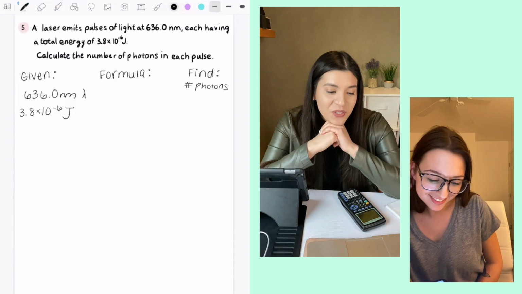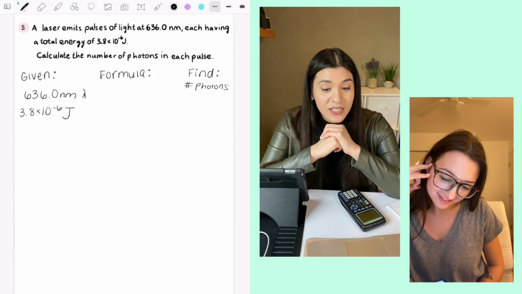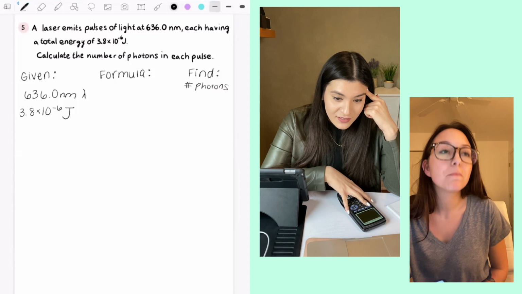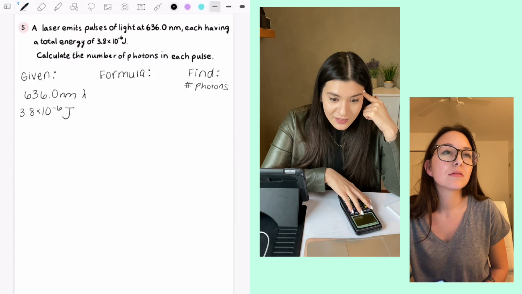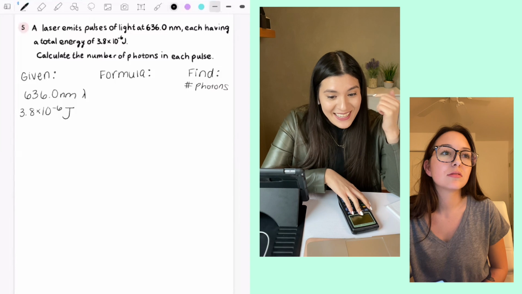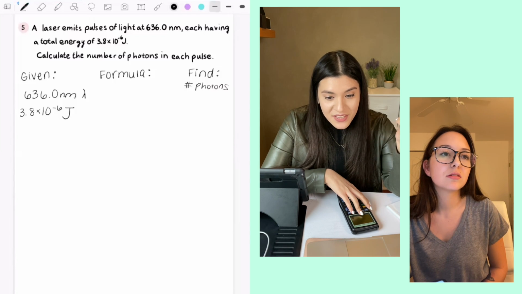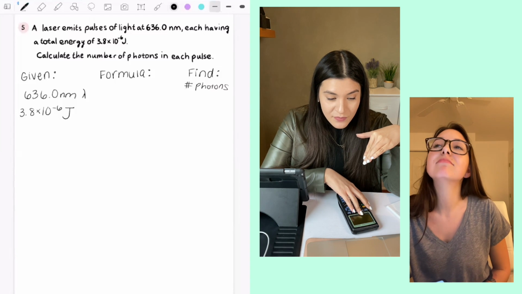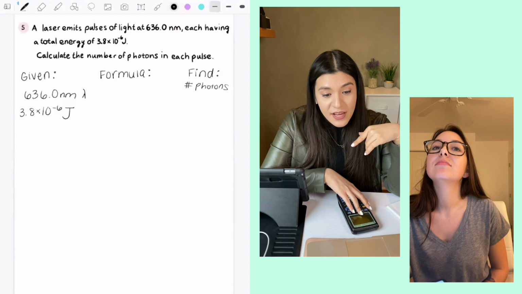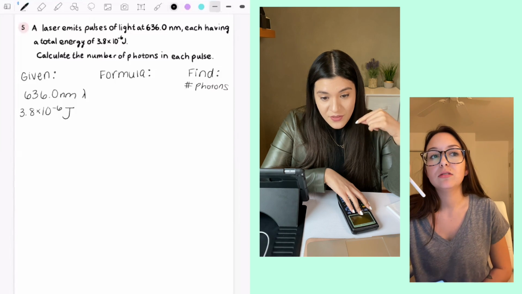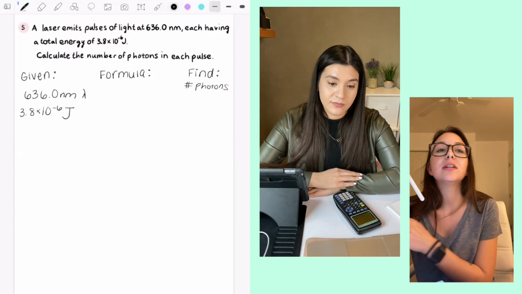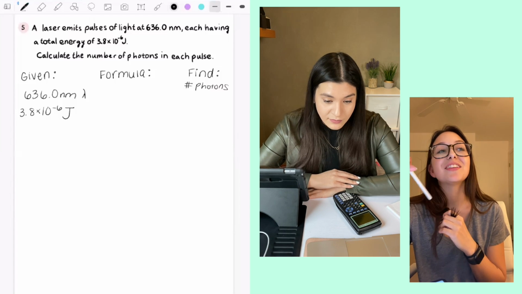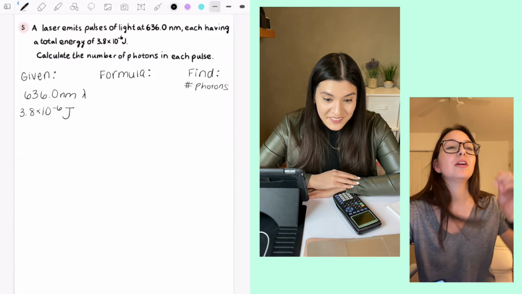So we're given an energy already, right? Yes. We already have our energy given, from that formula of the number of photons, E given divided by E photon. But we don't have the energy of our photons, so that's what we have to find. We have to find the energy of the photons first, put it in the formula, and then find the number of photons.